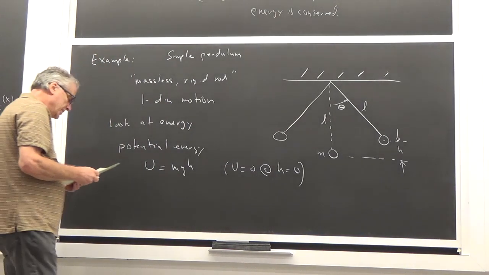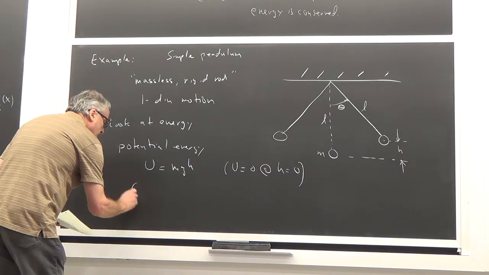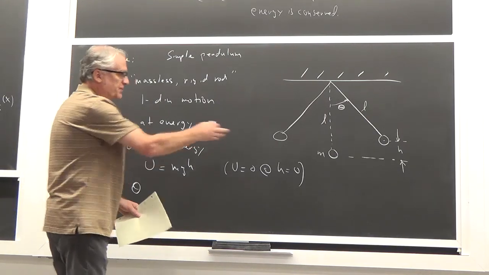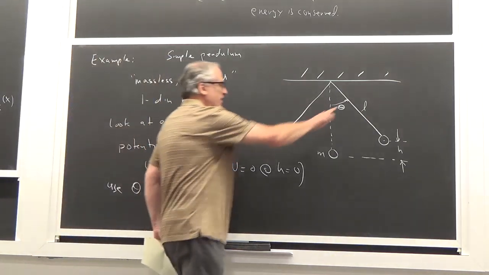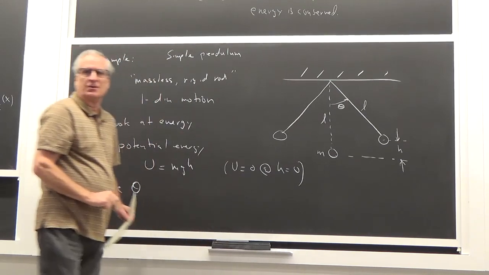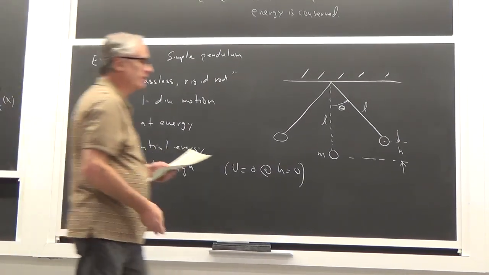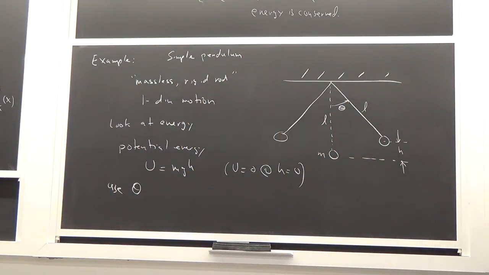So instead of h, I'm going to use theta. And so theta is equal to zero at the equilibrium position. It can go either positive or negative. And so the whole position is completely known from that. So I know that U is mgh. I've got to translate that to theta.